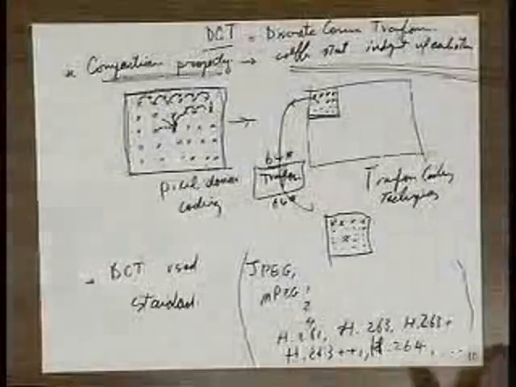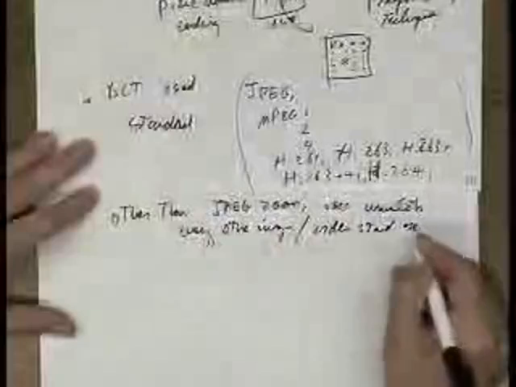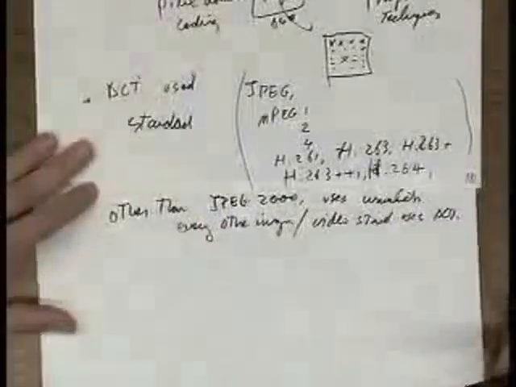It's called JPEG 2000, and that used wavelets. Okay, so other than JPEG 2000 that uses wavelets, every other image/video standard uses DCT. And one of the questions you might ask is, can we not apply wavelets to video? The answer is nobody has been able to prove that.